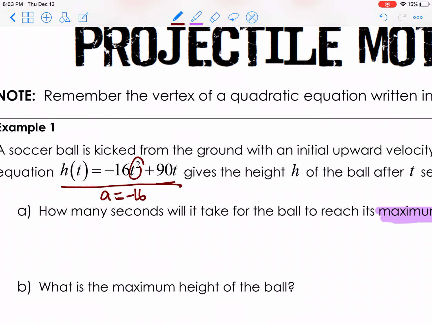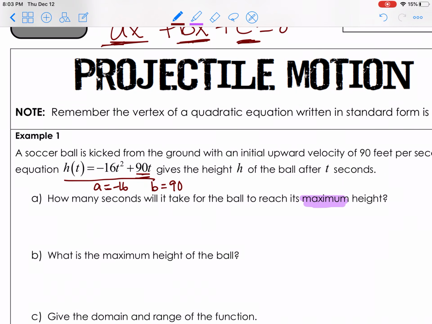Okay, so in this story, a is negative 16, right? Because the quadratic term, t squared, is right there. And b is 90, so there's the linear term. Remember that if we want the maximum, the vertex is going to help us get there. So we just reminded ourselves that negative b over 2a is the useful vertex. So I'm going to replace the b with 90 and replace a with negative 16. It's actually not a bad idea to do both of them in parentheses. Let me calculate that real quick.